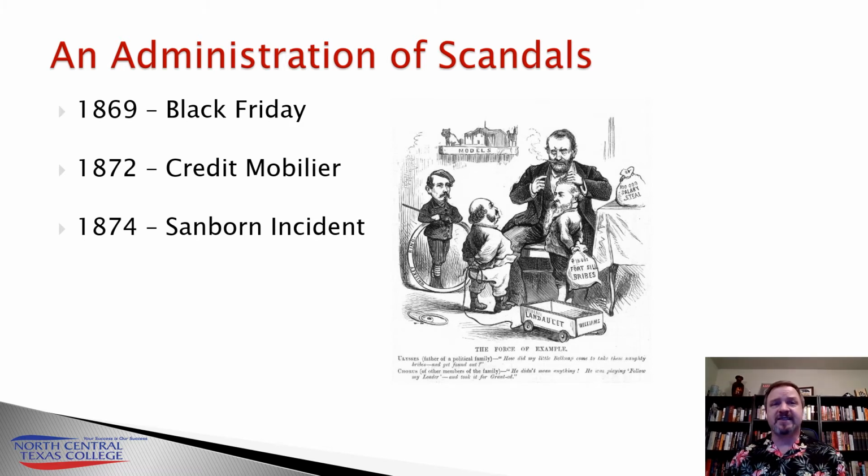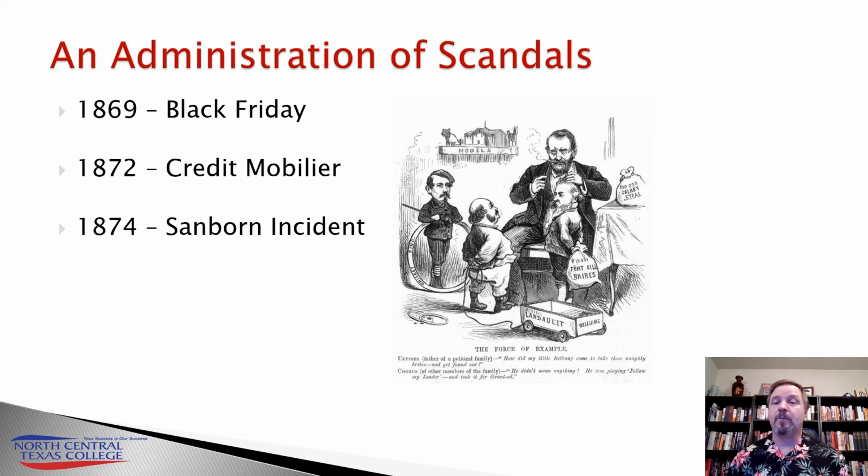Now, as a result of this, Sanborn had been able to collect $427,000 in back taxes. That's in the millions of dollars today, and he had pocketed over $200,000 of it, right? In January of 1874, the fraud was discovered, and Richardson was forced to resign. There goes another Secretary of the Treasury.